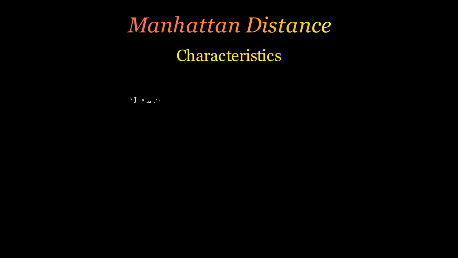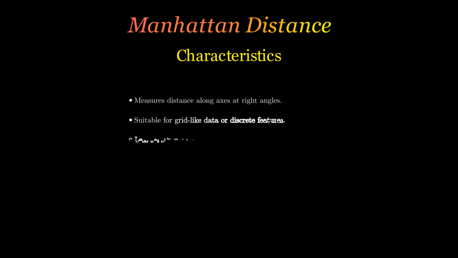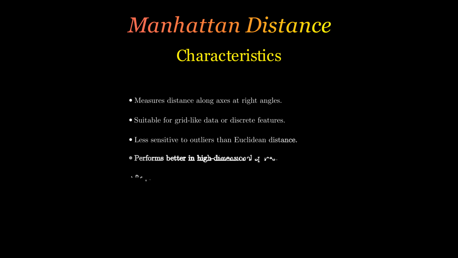Manhattan distance has several unique characteristics. It measures the distance between points along axes at right angles, making it suitable for grid-like data or scenarios with distinct dimensions. It is less sensitive to outliers compared to Euclidean distance and performs well in high-dimensional spaces. However, it can overemphasize dimensions with larger scales, so normalization is essential.